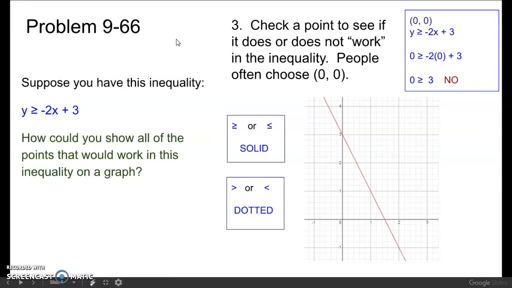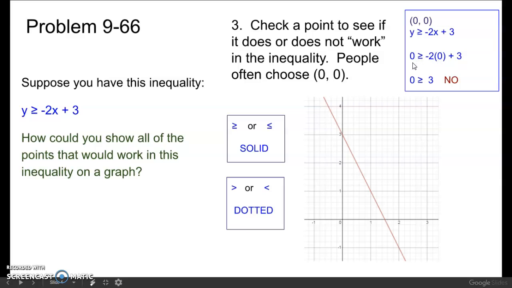The third step then is to check a point. You can choose any point you want, but as you can see, a lot of people choose 0, 0 just because it's easy to work with. So you check a point and see if it works or does not work in the inequality, and that will let you know whether or not you should shade that in.